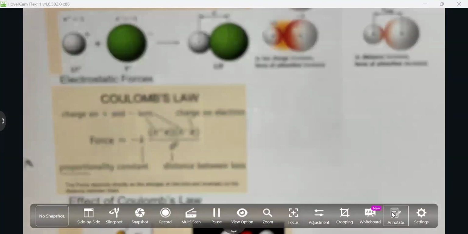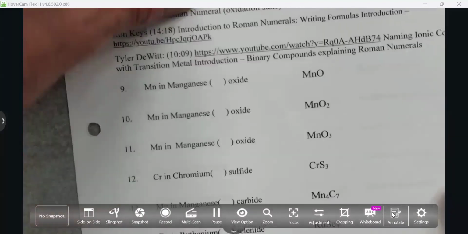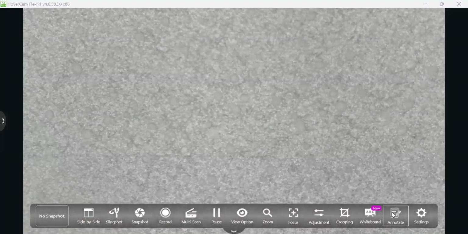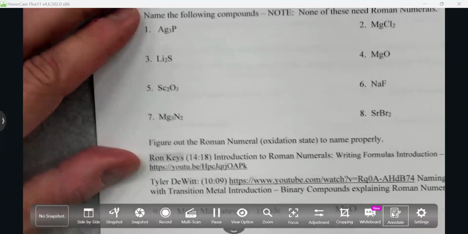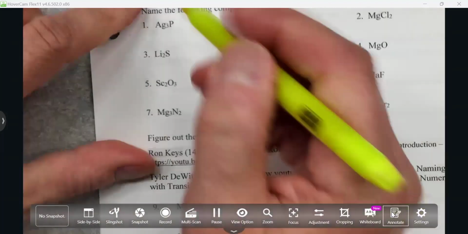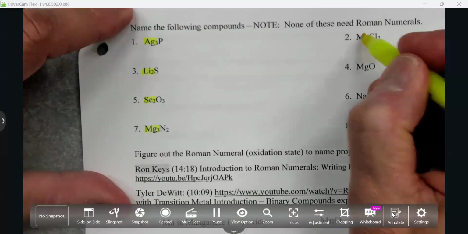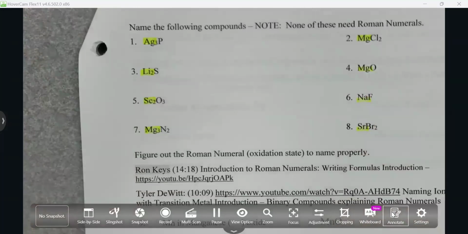Okay, I'm going to come back to this page later. I want to get us going here, writing formulas of compounds and show you some things so you can poke away more at OWL. So we're going to page 2. Now, these top 8, I made them no-brainer. And the reason I made them no-brainer is because the positive ion only has one possible positive charge.